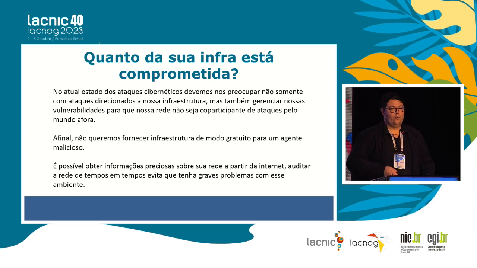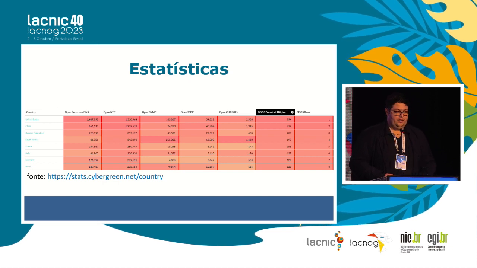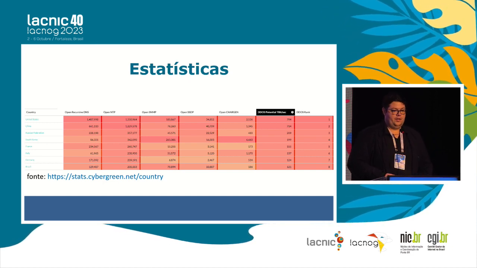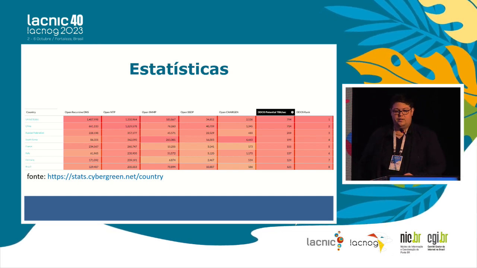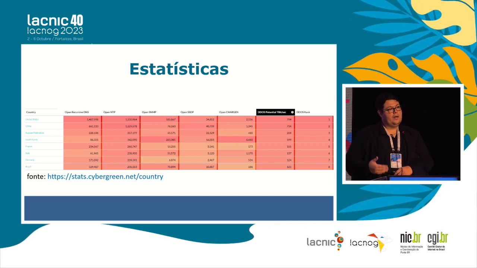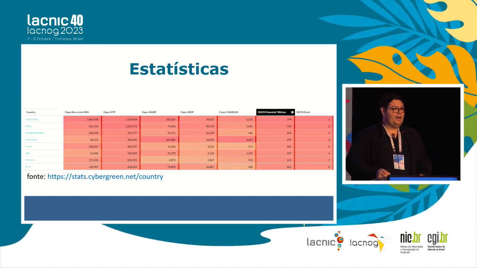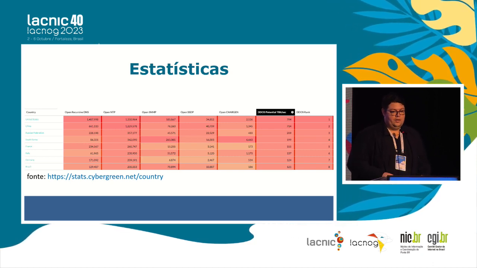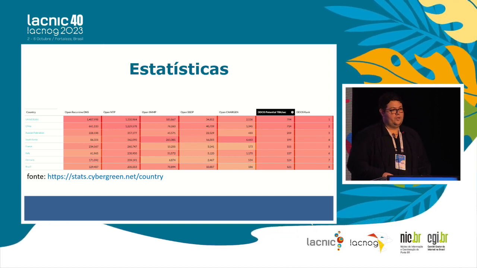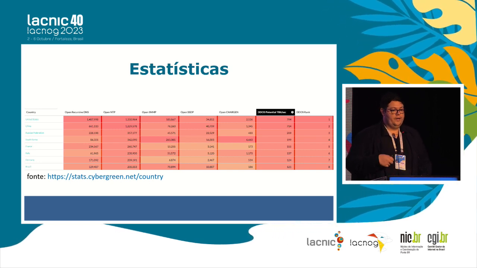Now, we have to understand how much of our infrastructure is compromised. These are some of the global statistics. When we analyze this, the print is a bit small. Brazil ranks eighth. This classification has the list of the countries that have the largest capacity of generating malicious traffic, or traffic that isn't very useful. For example, amplification attacks are generated in hosts that are among these countries. In Brazil, for example, there is a capacity of generating 101 terabits of malicious traffic.